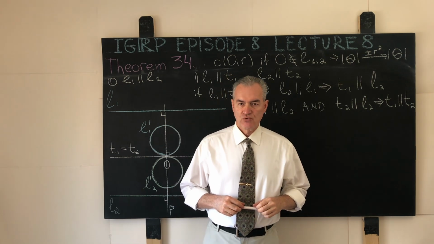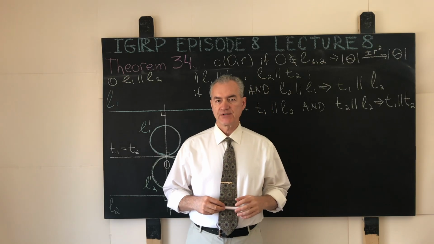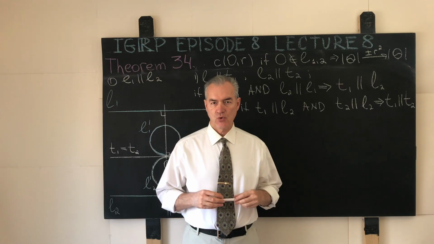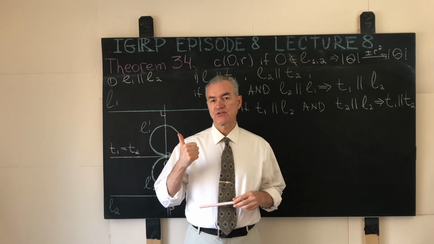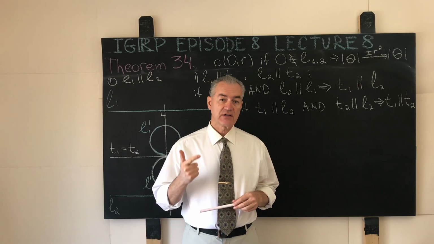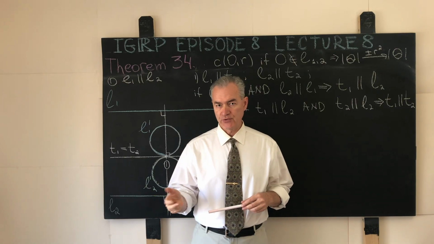Again, we partition the proof of theorem number 34 into three distinct parts. When the straight lines of interest, L1 and L2, are parallel. The second case, when these straight lines are perpendicular. And the third and final case, when these straight lines are neither parallel nor perpendicular.